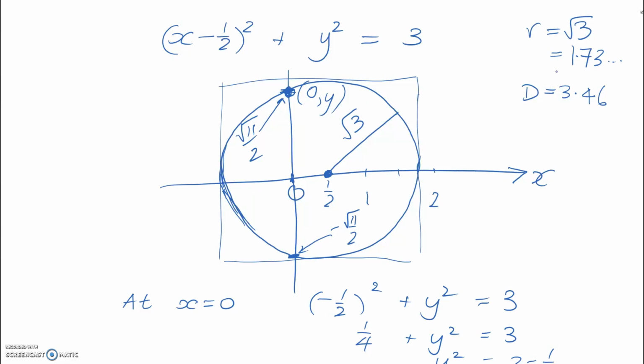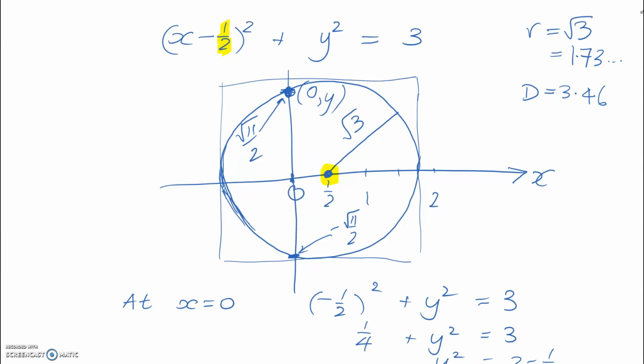So I'm going to locate the centre first. So it's going to be at a half, 0. So there it is there, because it got shifted on x but no shift on y. And then I'm going to use the information about the radius to draw a square in which this circle sits. So I know that I've got to go up 1.73 and down 1.73, which is about 3.46, and draw a square and then try and sit my circle in there.